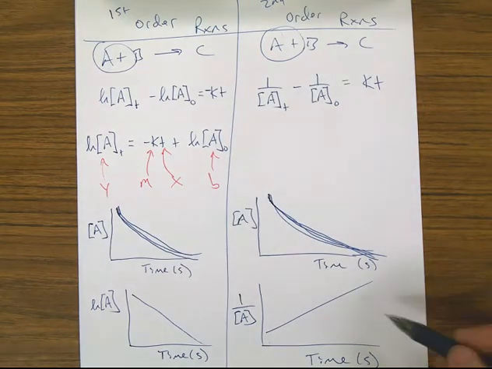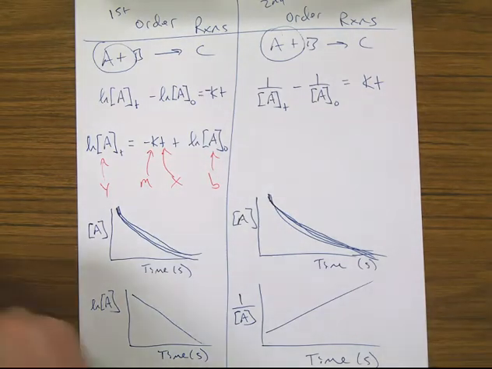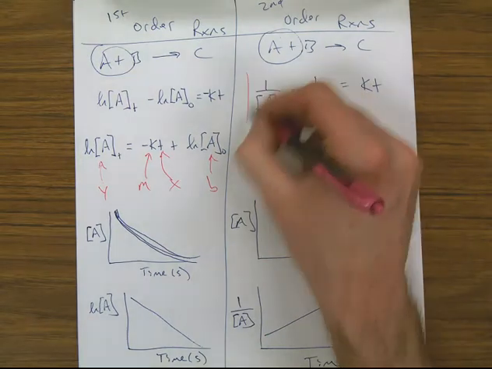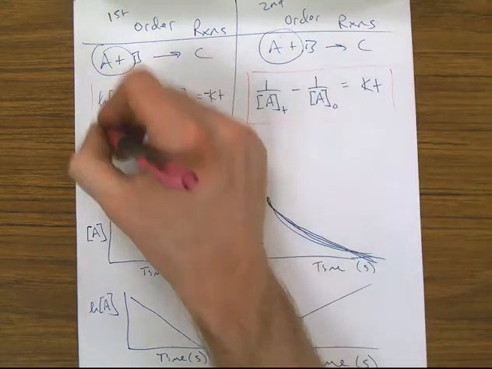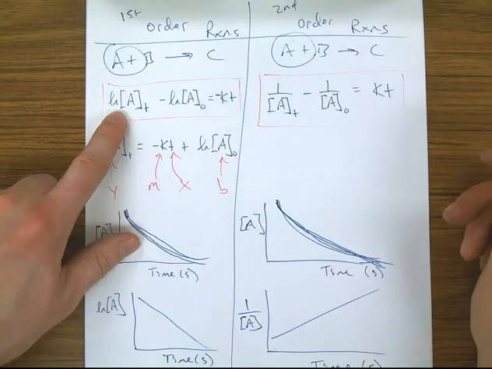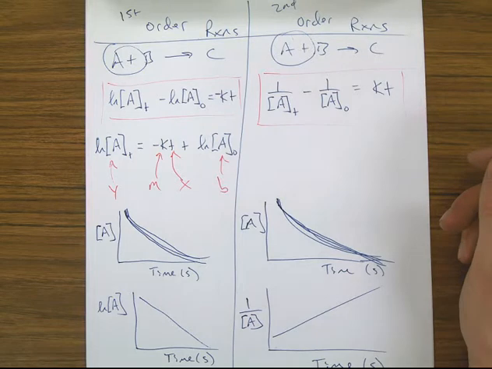The linear relationship that you get when you graph 1 over the concentration, you may be like, well, crud, how do I remember this? Well, you've got these nifty two equations that are provided for you on your equation sheet. Notice this one has natural logs for the first order, and this one has 1 over the concentration for second order. Here we go. All right, now I'm going to give you an example problem.